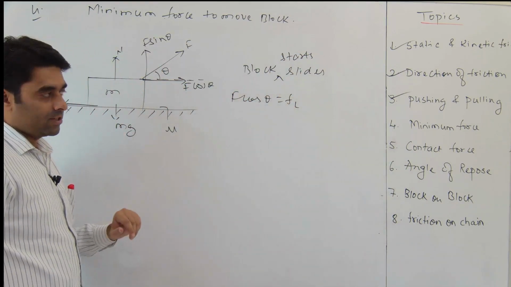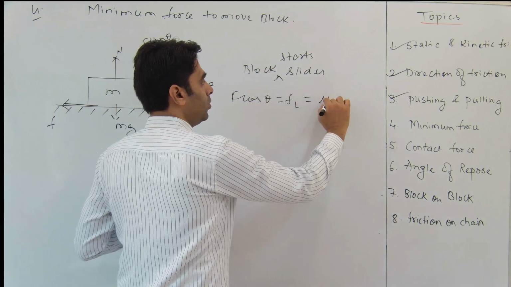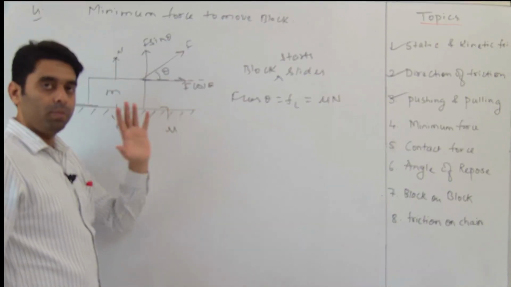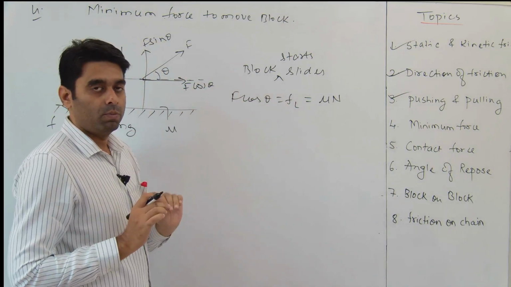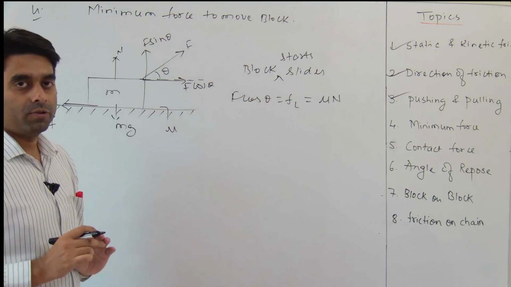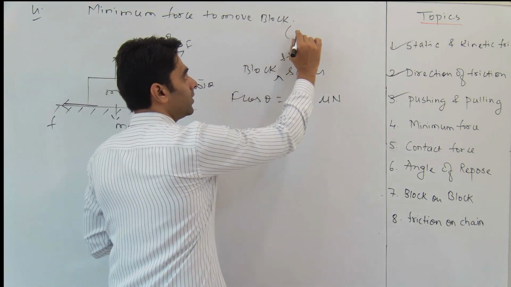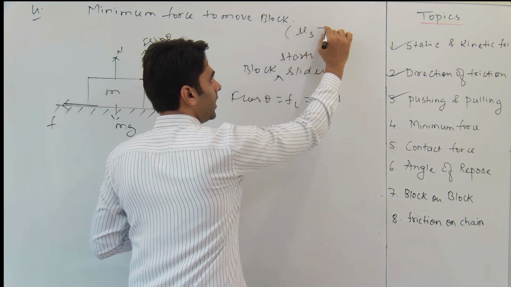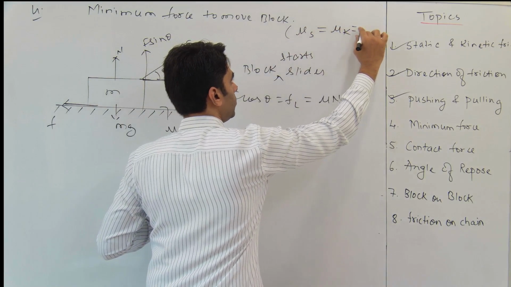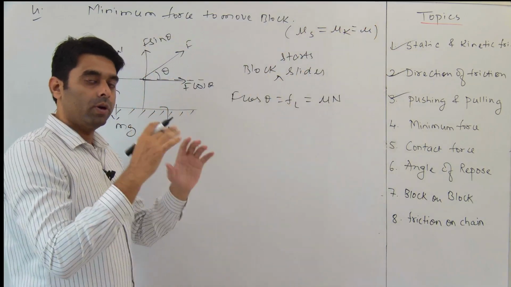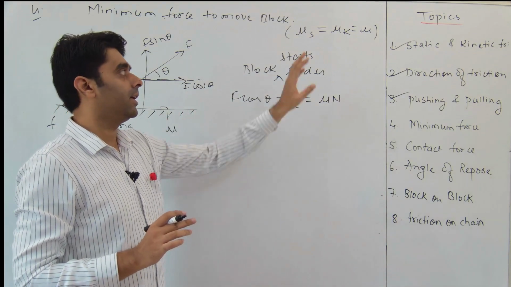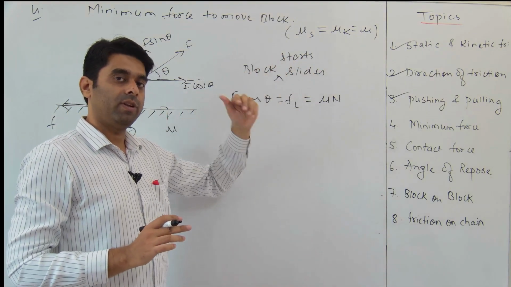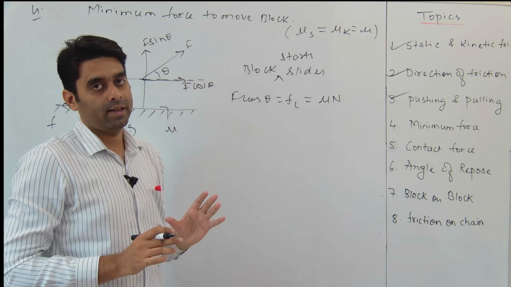How much is our friction limiting? Friction limiting is mu into n. I am taking over here mu n. Whenever mu s or mu k is not mentioned to you, and only mu is given to you, then please take it as your mu s and mu k, the same. If mu s and mu k are not separately mentioned, then whatever mu is given, we will consider as static, and we will consider as kinetic also.